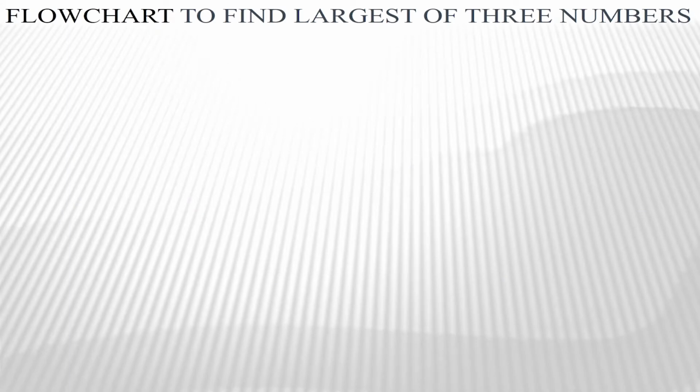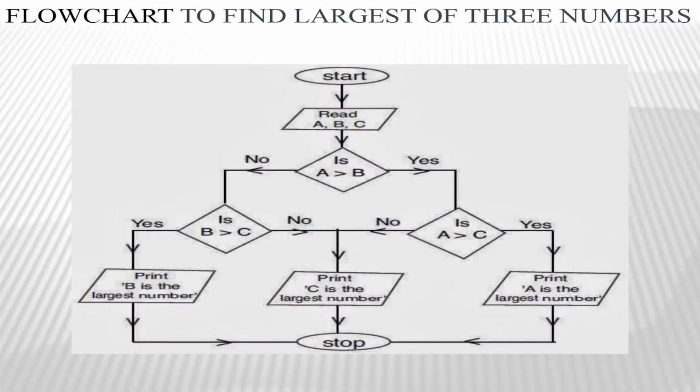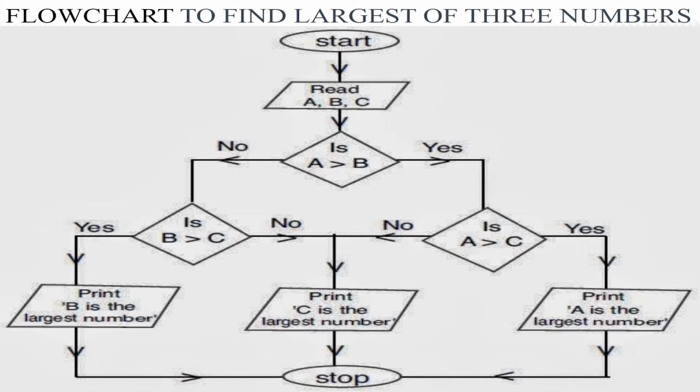An example of a flowchart to find the largest of three numbers: start by first reading three numbers, for example, A, B, and C. Then a decision is taken. Check if A is greater than B, and if yes, check if A is greater than C. If yes, then print A. This is the largest number. If not, then print C, which now becomes the largest number.